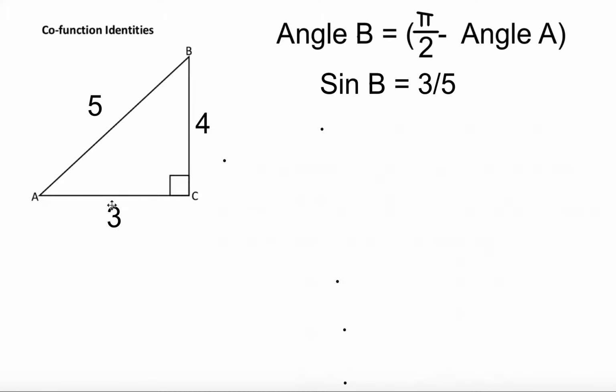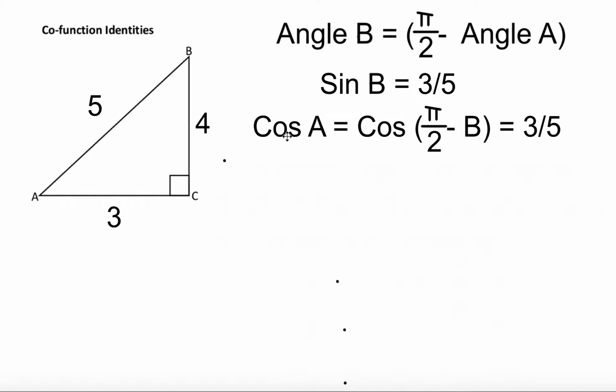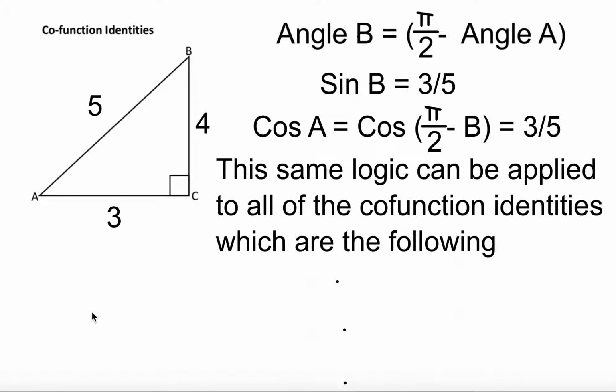Well, if I look at sine of angle B, you know the sine is opposite over hypotenuse, so 3 over 5. That's going to help us look at what the actual identity is. If we look at cos of angle A, that's also 3 over 5, but that's really pi by 2 minus B. Okay, so we can look at this logic with any of the identities and make them.